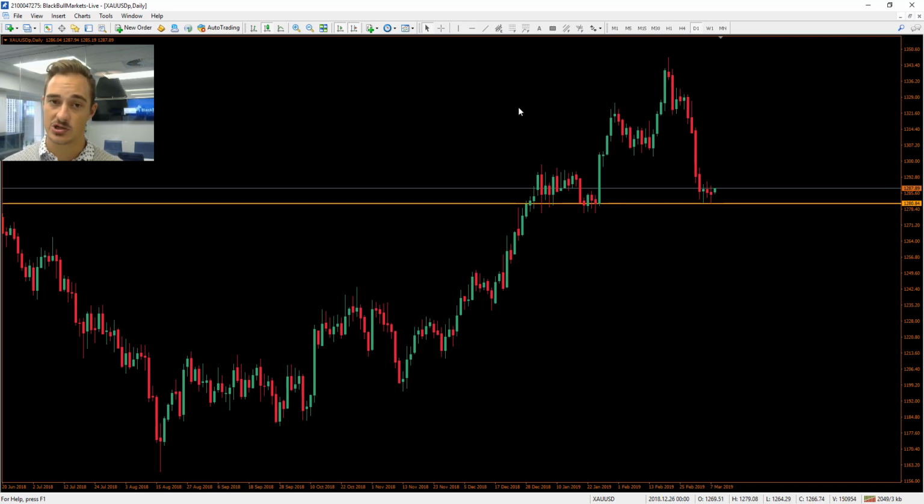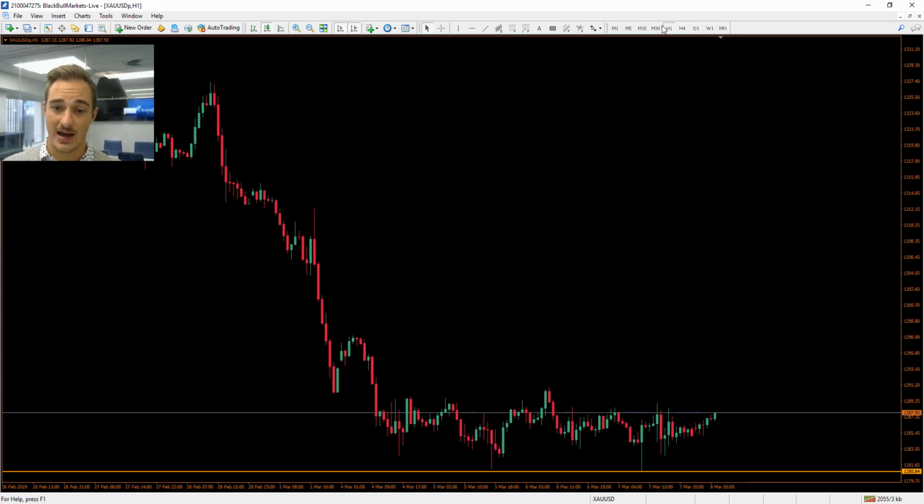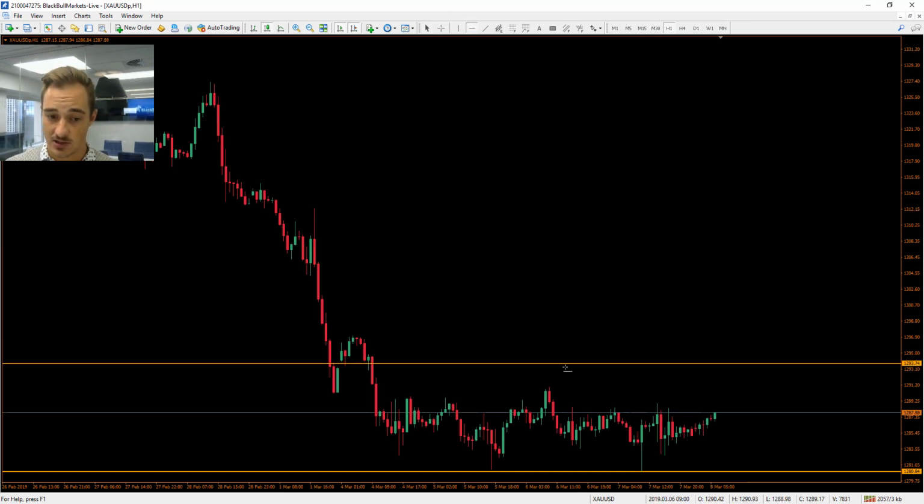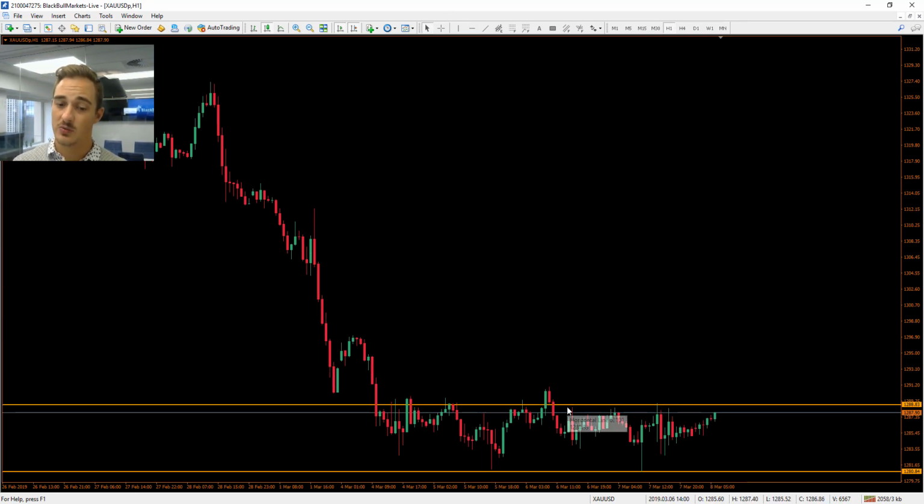Looking for a possible head and shoulders move, we can see this move up, coming to this previous zone over here, and then coming back down again. Looking at the 4-hourly and hourly time frames, we can see it is actually in a consolidation zone at the moment. So we could look for a possible break either to the up or to the downside.